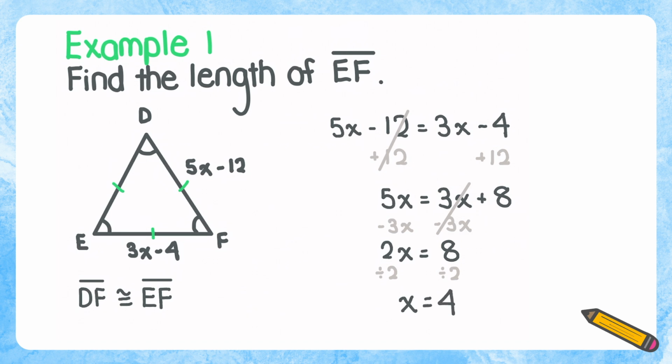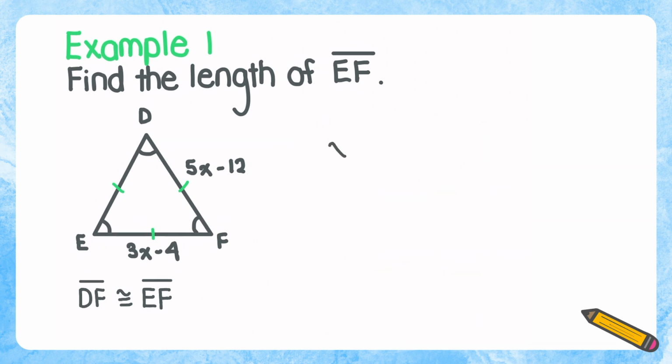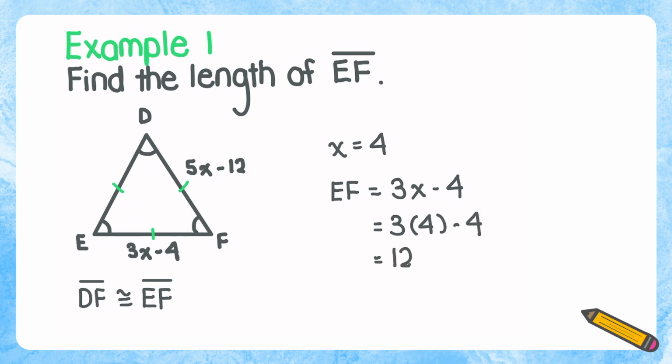But we're not exactly done yet. We have to find the length of the side EF. So we just found out that x equals 4, and we know that the side EF has a length of 3x minus 4. Let's replace x with 4. So we have 3 times 4 minus 4. That's going to be 12 minus 4, which is 8. So the side EF measures 8. The length of side EF is 8.